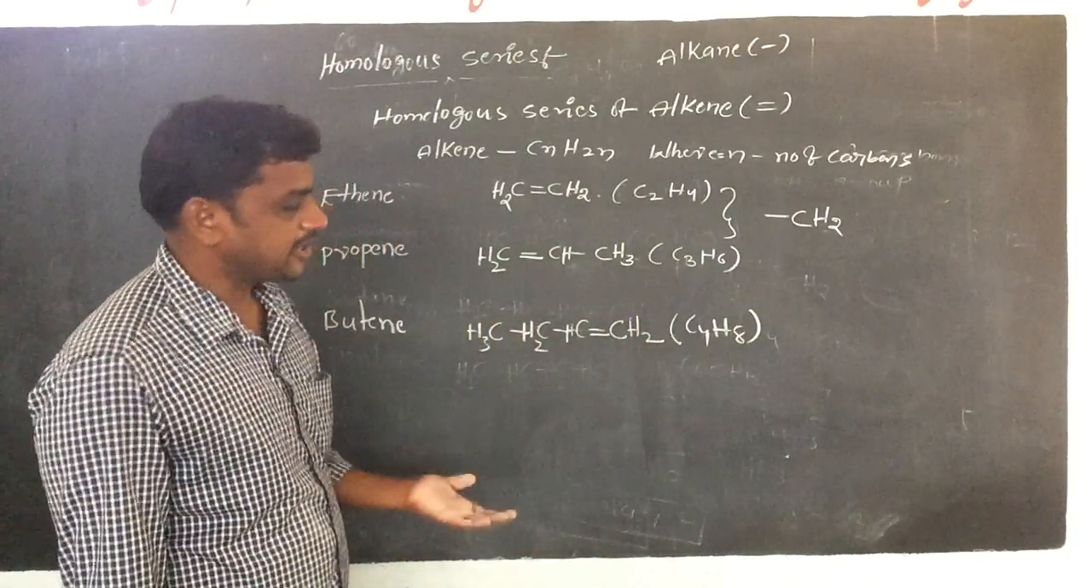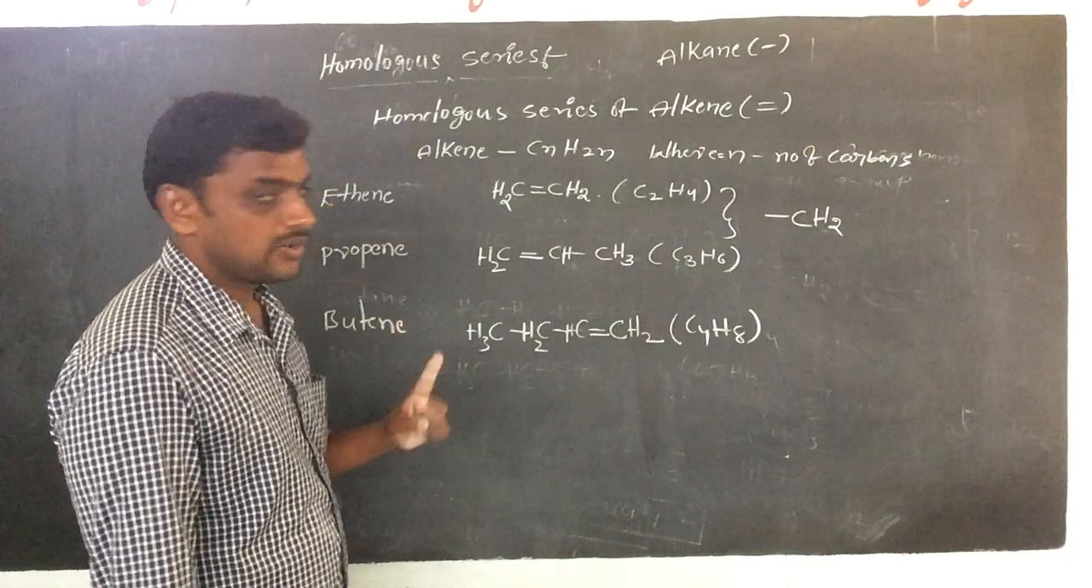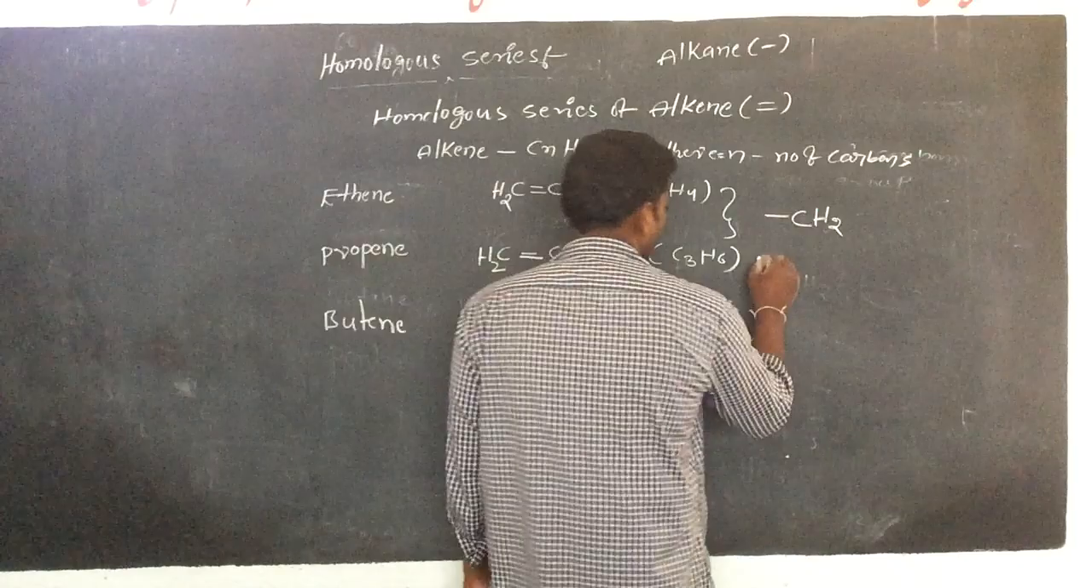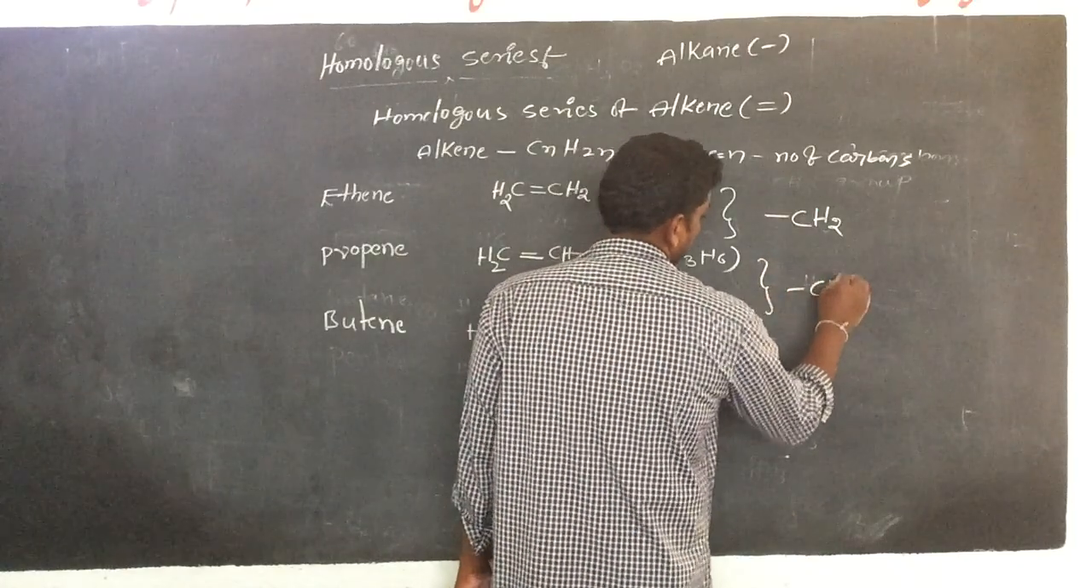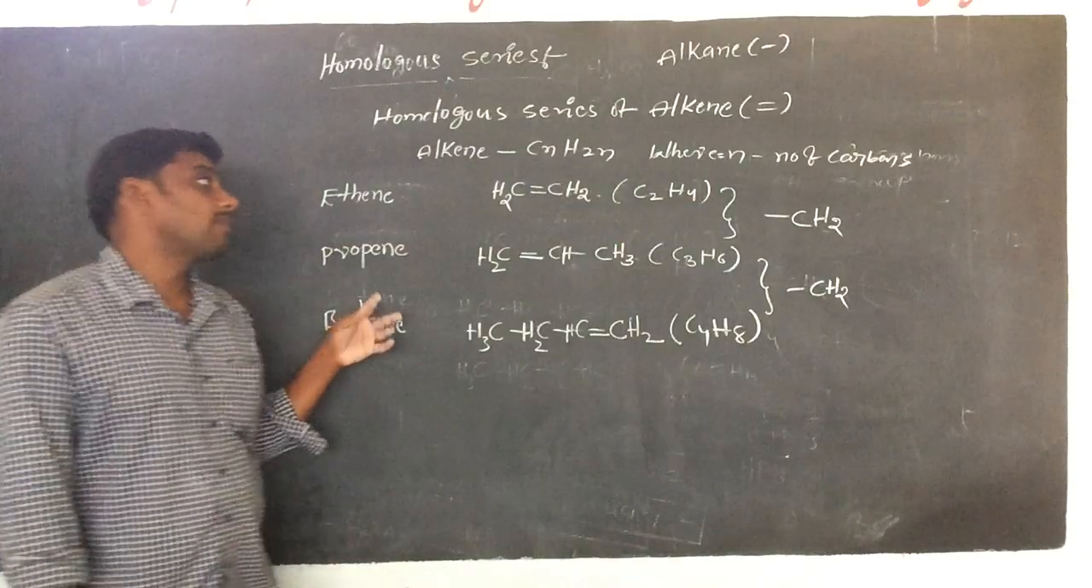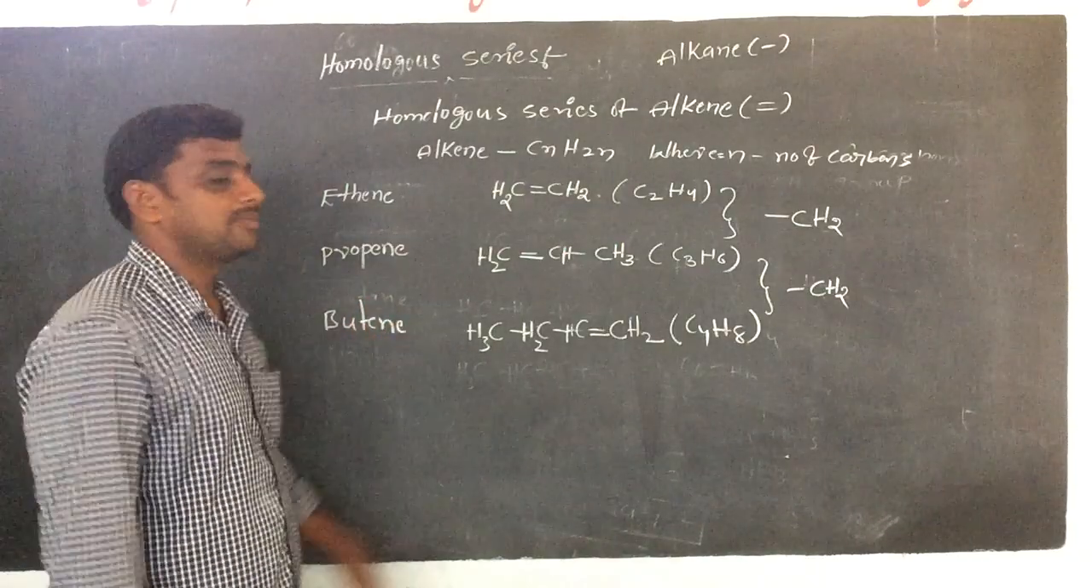How many carbons are in propene? 3. How many carbons are in butene? 4. The difference is 1 carbon. Hydrogens are 6 and 8. The difference is 2. So these two also differ by a CH2 functional group. So these are also examples of homologous series compounds.